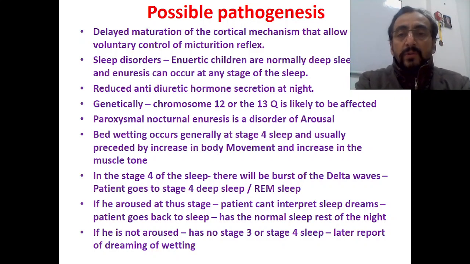The possible pathogenesis so far in case of Shayya mutra is delayed maturation of the cortical mechanism that allows the voluntary control of the micturition reflex. There is some problem with the cortical mechanism, and its maturation is delayed due to various factors, which affects the voluntary control of the micturition reflex.